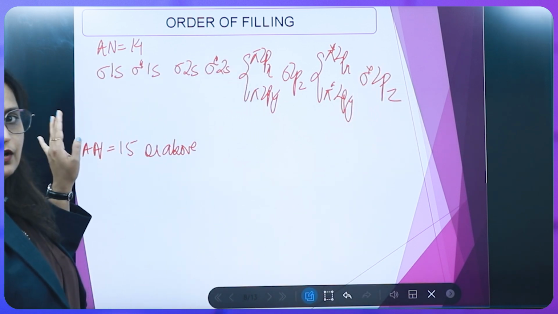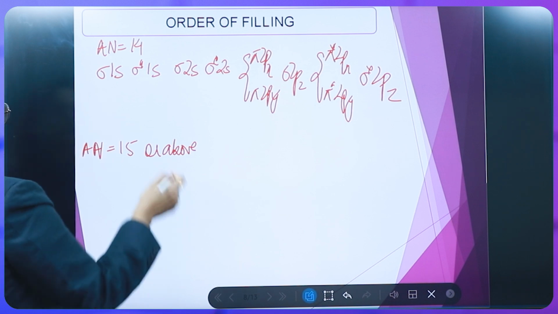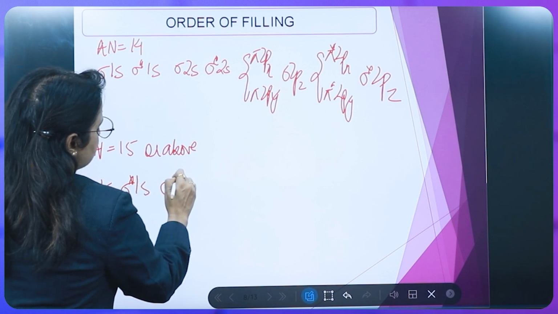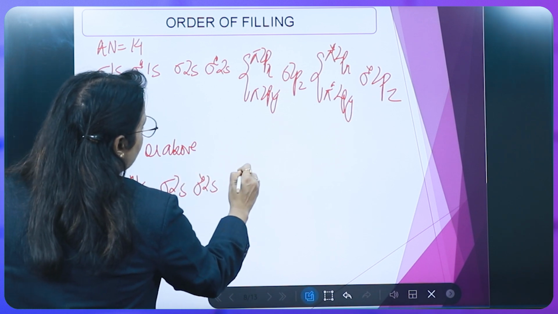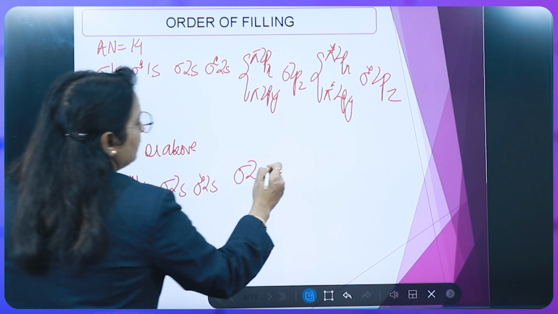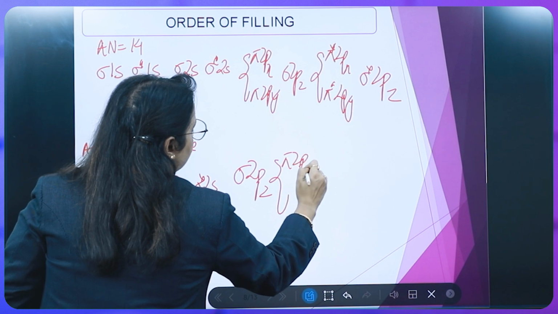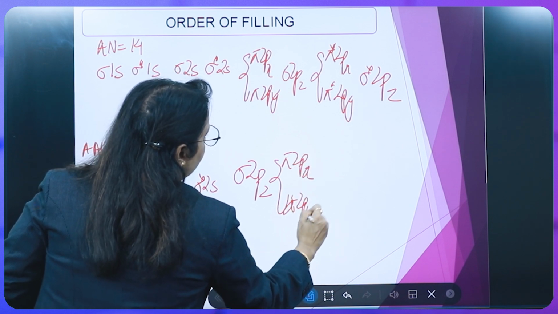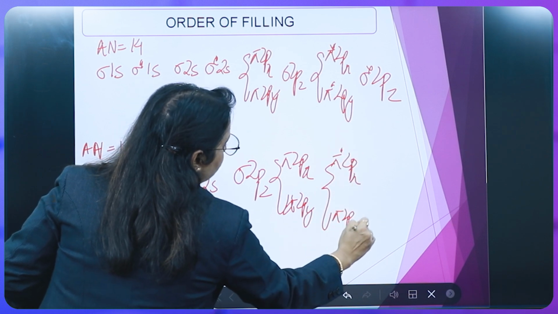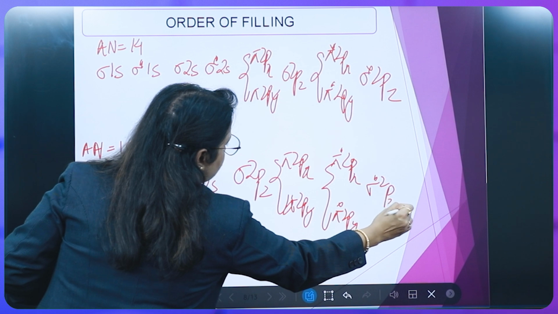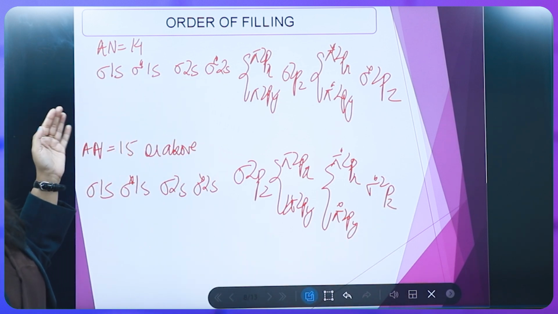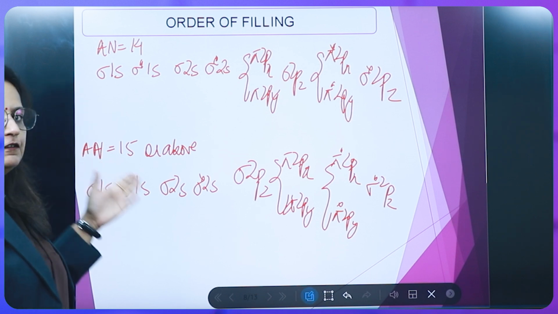This is the order for atomic number 14, and in case of 15 you can see that it changes: sigma 1s, anti sigma 1s, sigma 2s, anti sigma 2s, and now instead of pi we have sigma 2pz at a lower energy level, then we have pi 2px, pi 2py, and then anti pi 2px, anti pi 2py, and then anti sigma 2pz. So, the order of filling remains the same, but we have two categorizations. One is for atomic number 14, another one is for atomic number 15 and above.